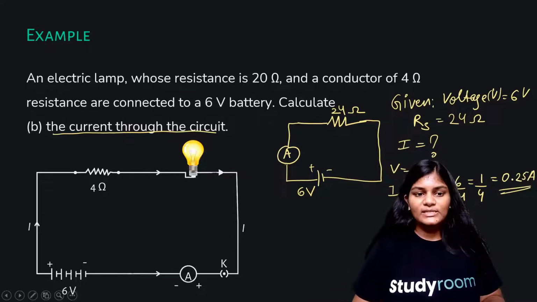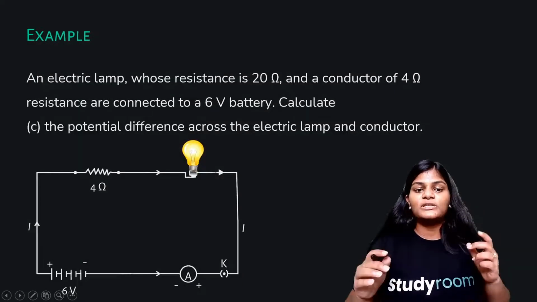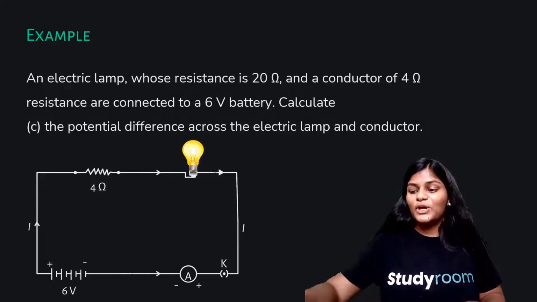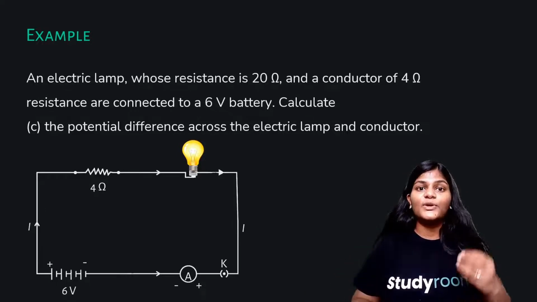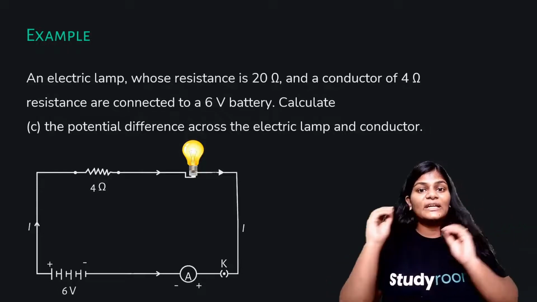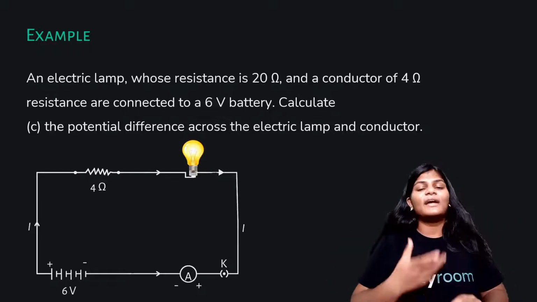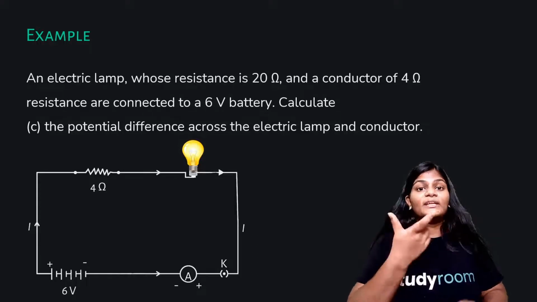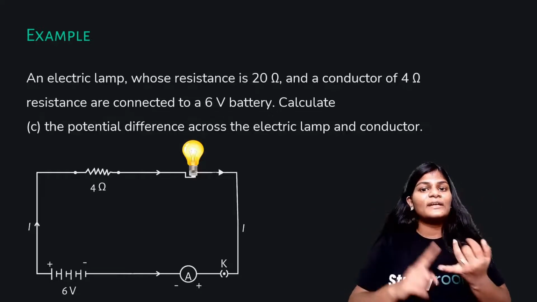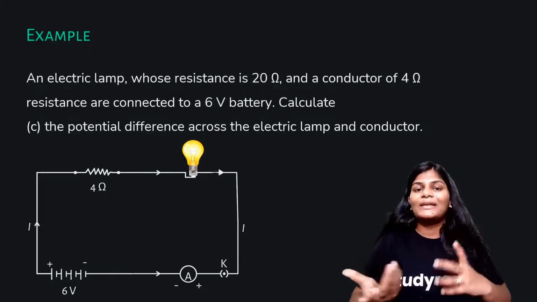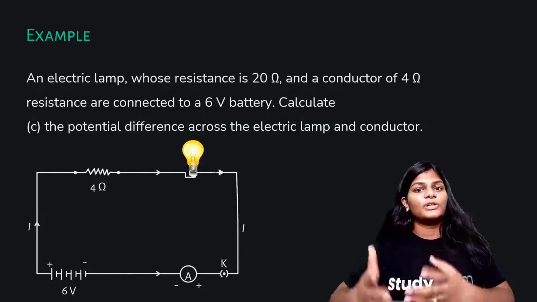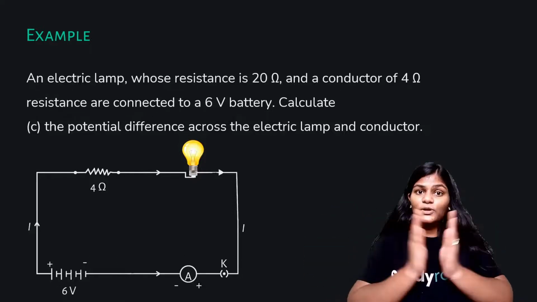Next part says to calculate the potential difference across the electric lamp and the conductor. Because the question has specifically said that you have to calculate the potential difference across the electric lamp separately and the conductor separately, this time I can't draw one equivalent resistance, because that equivalent resistance is a combined form of the electric lamp and conductor. I won't be able to tell what the voltage drop across the electric lamp is and what the potential difference across the conductor is separately, because they are combined into one.